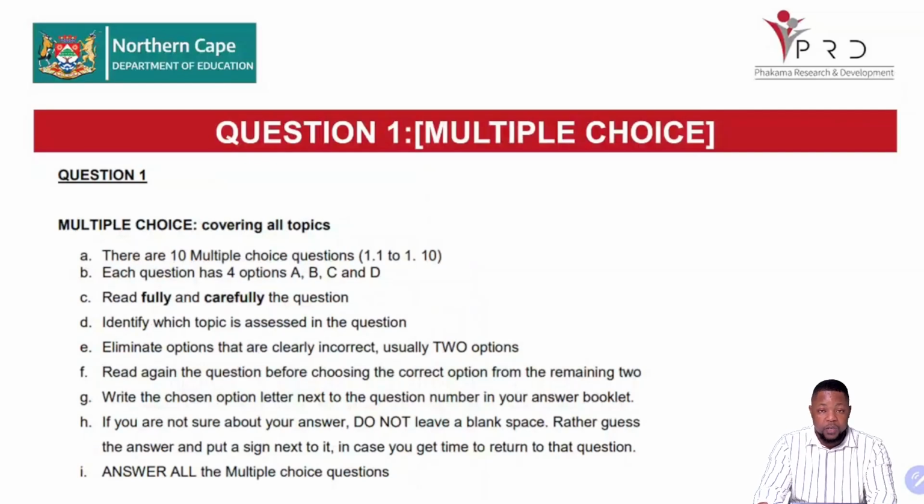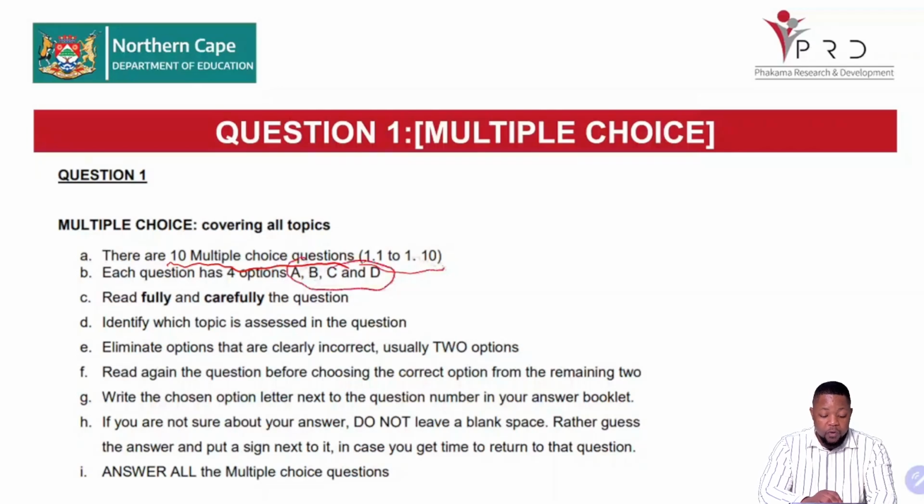Now, let's look at question 1, multiple choice. There are 10 multiple choice questions, as we indicated earlier, starting from 1.1 to 1.10. Each question has 4 options. The options are A, B, C, or D.